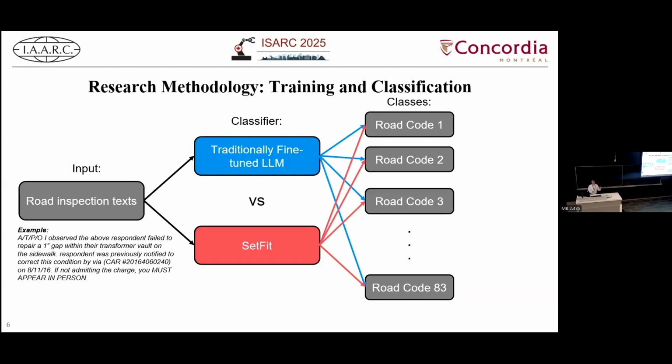You have a road inspection text, which in our case describes an instance of a road code violation in a roadwork construction. And there are one of 83 road codes that can be violated. So it's a classification task of classifying a text into one of 83 classes. So a lot of classes traditional models might struggle with.